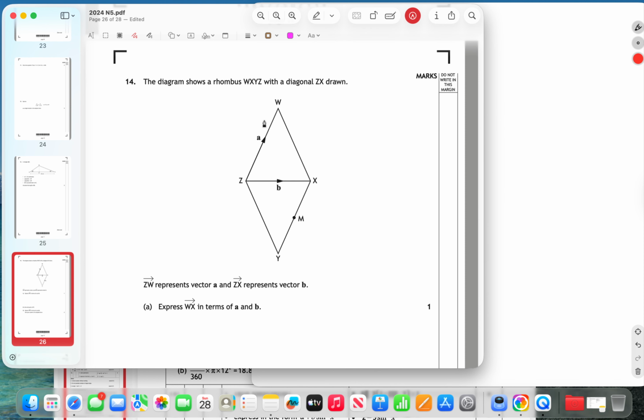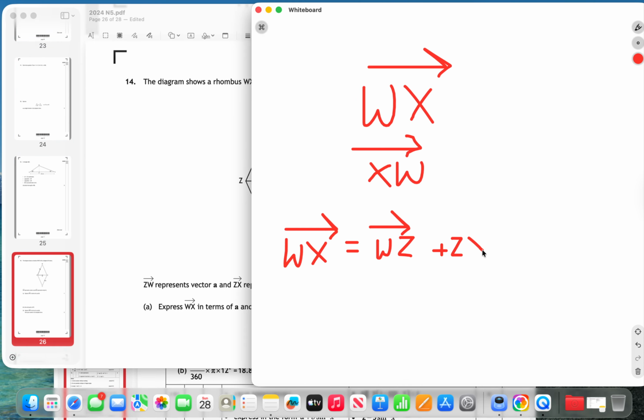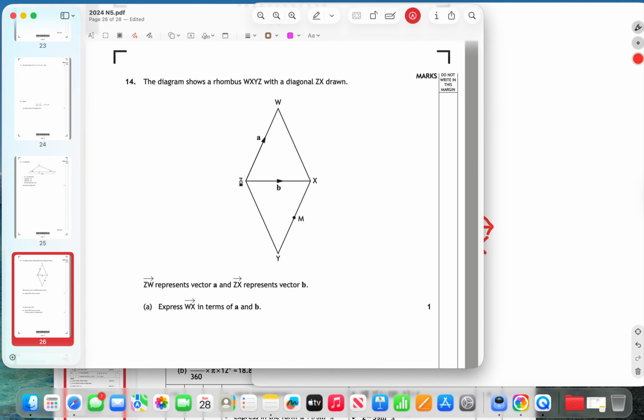So WX, we can go from W to Z, then Z to X. So we add those vectors together. So the vector W to Z and Z to X. I will say this again, watch the direction of the arrows. That bit is really important. So WZ is the first one, but you notice that A is ZW.